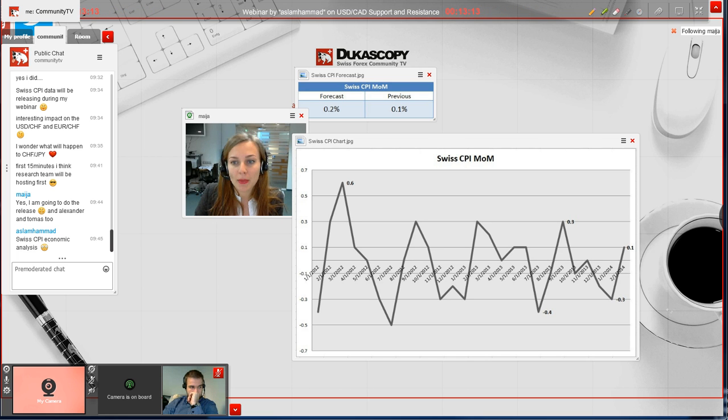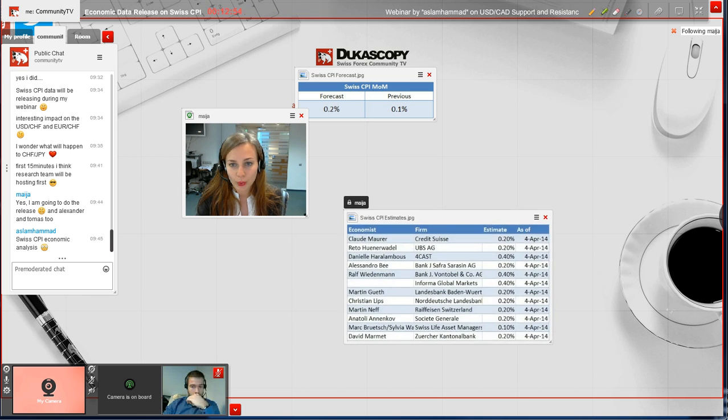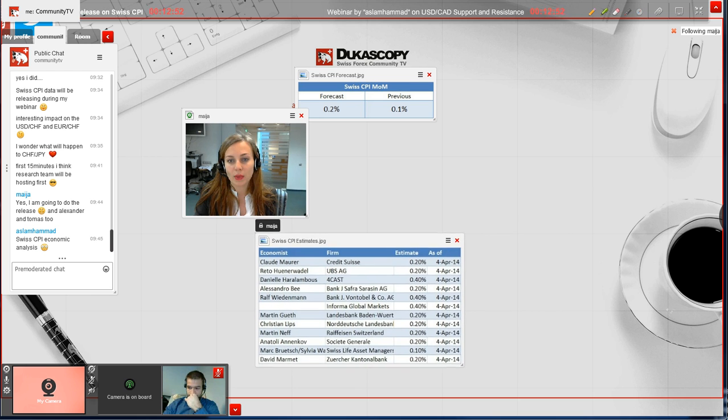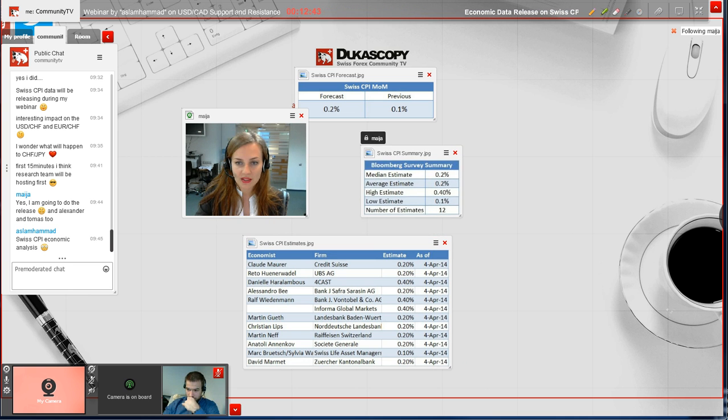Now, getting back to this month, the average consensus forecast, as you already see on the chart placed at the top of the screen, suggests that the reading will come out as 0.2% today. But let me put 2 more charts on the whiteboard. So this table shows us all the economists' estimates for this release, and I'll put 1 more with the summary.